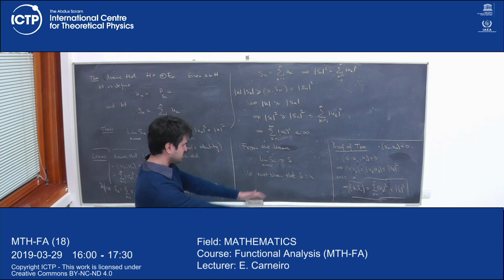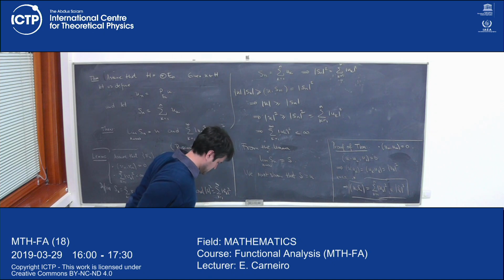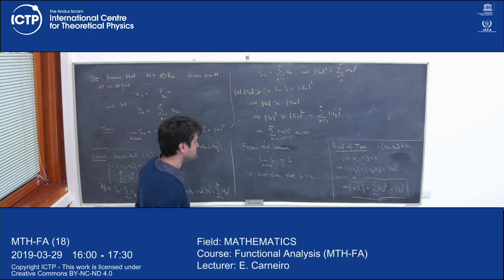Calculate the norm of U minus S and show that it's less than any epsilon. We calculate the norm of U minus S. So we get U minus S equals U minus Sn plus Sn minus S. Sorry, I mean I will just use the triangle inequality and put Sn in between. Let's try to do this.